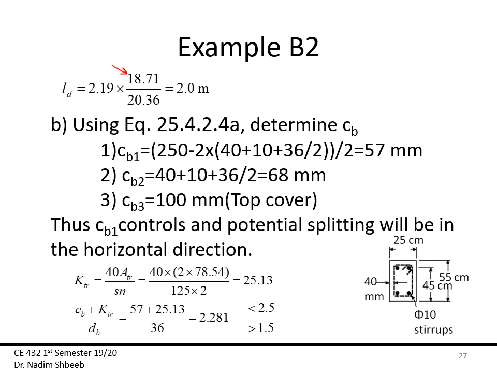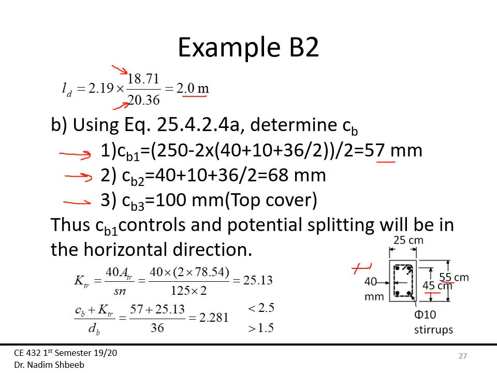Then I'm going to use another factor, a reduction factor, which is 18. Again, this is the required divided by the provided, so I need 2 meters development length. If I'm going to use the equation, again here I'm going to find CB1, CB2, and CB3. CB1 again is half the distance, which is 57. CB2 is again 40 plus 10, which is the side one, this here. The top is the 100, which is 55 minus 45.